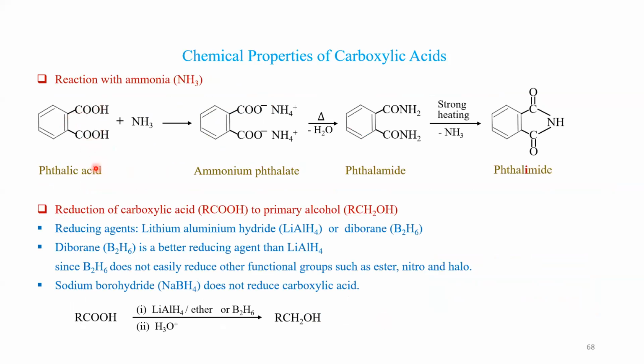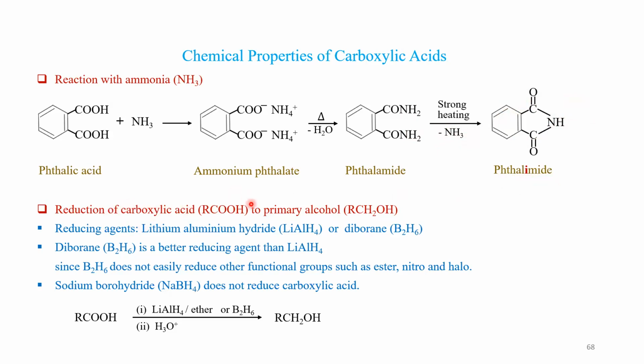So this is phthalic acid. It's a dicarboxylic acid, common name phthalic acid. If I react it with two equivalents of ammonia, I'll get ammonium phthalate. This on heating to high temperature will get converted to the amide, CONH2, CONH2. Two amide functional groups are there. On strong heating, there'll be condensation between these two groups with elimination of an ammonia molecule. So I get the formation of this product, which is called phthalimide.